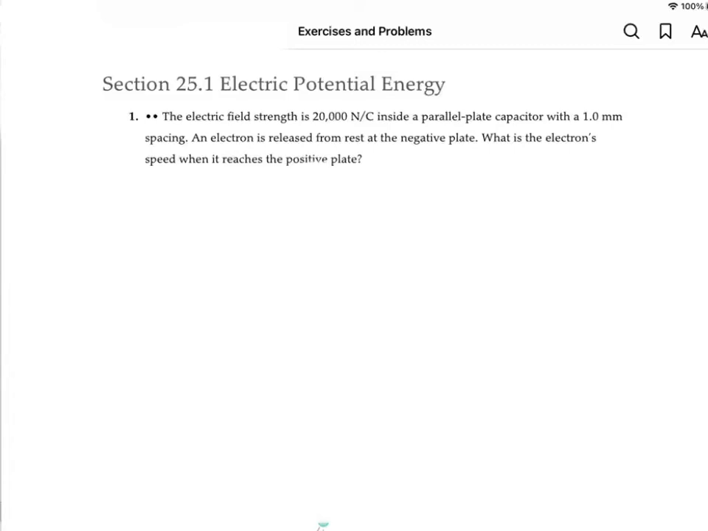How about we do an example problem for chapter 25? This is 25.1, so end of chapter problems in your textbook. It says that the electric field strength is 20,000 newtons per coulomb inside a parallel plate capacitor with a 1 millimeter spacing. That spacing means the distance between the two plates of a capacitor. An electron is released from rest at the negative plate. What is the electron's speed when it reaches the positive plate?